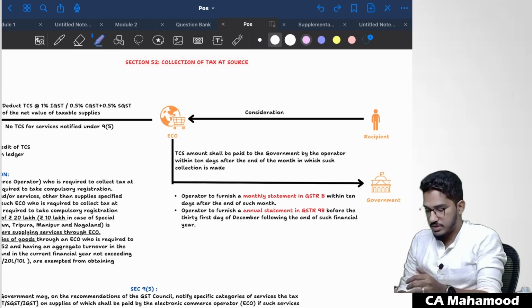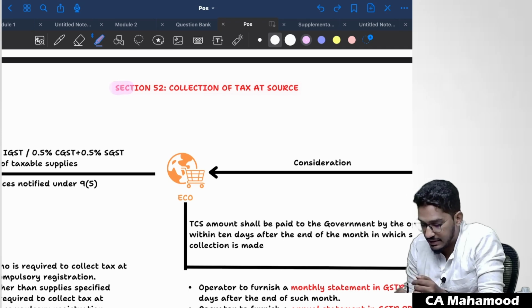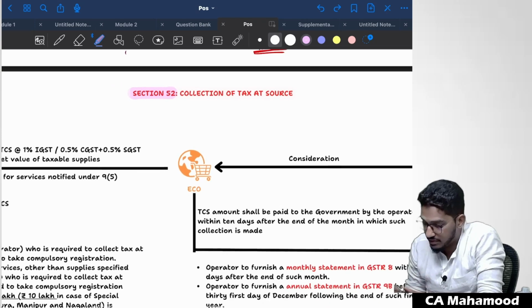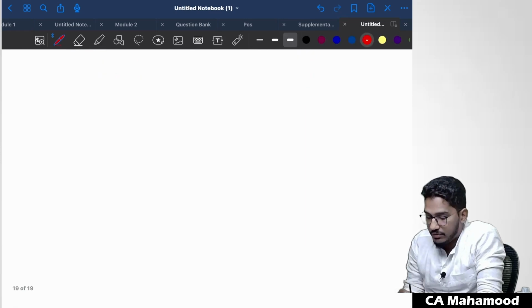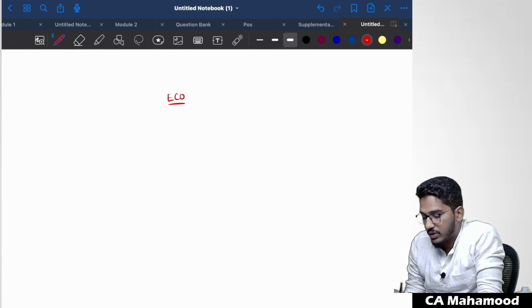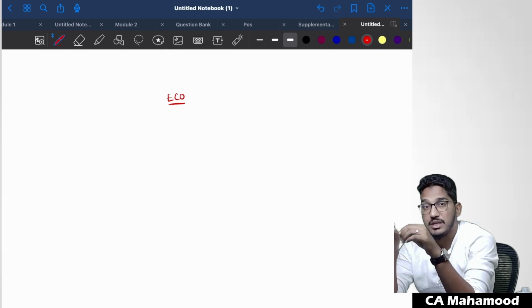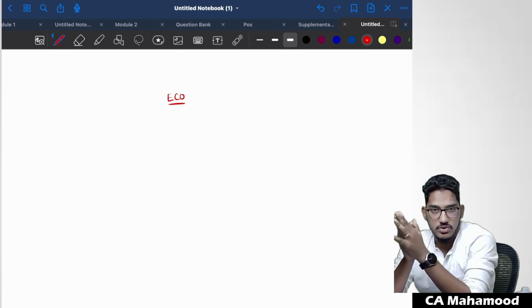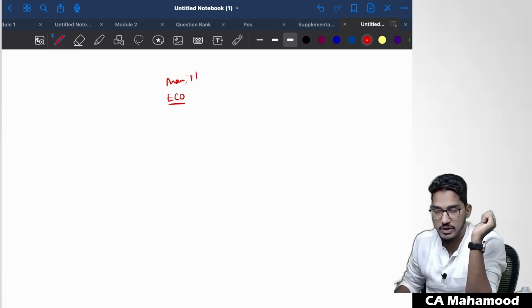So TCS related provisions are contained in section number 52 of the CGST Act. See, first, like the way we understood the concept of TDS, let us also try to understand the concept of this TCS. TCS provisions will come into picture whenever supply of goods and services is happening through an e-commerce operator. Only in case the supply is happening through the e-commerce operator will TCS provisions come into picture. Sir, who is an e-commerce operator? Like if you take Amazon, Flipkart, Myntra, all these are nothing but e-commerce operators.